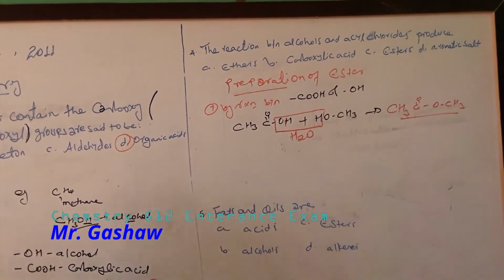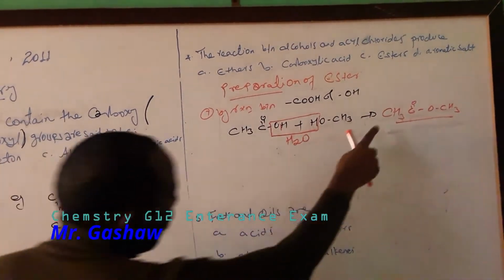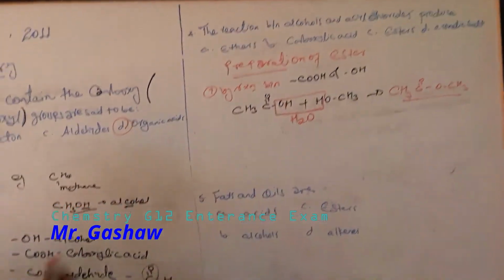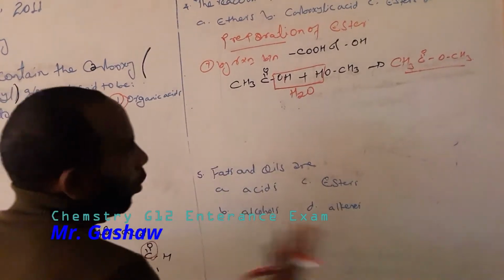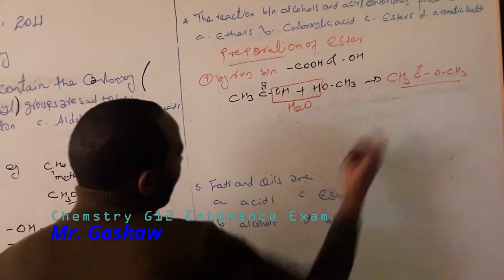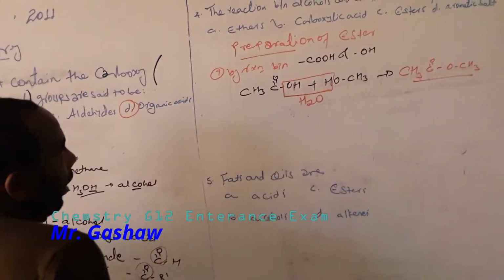Look at the structure of the ester functional group: COO R prime. In this case, what does this indicate? The alkyl group CH3 is R prime. R and R prime may or may not be equal. So this one is ester. One preparation of ester. The second one, acyl chloride.